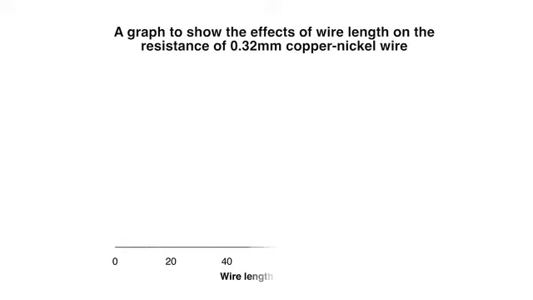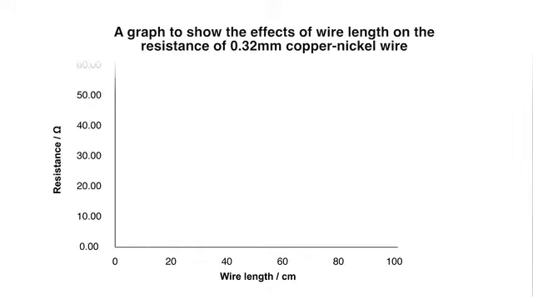The independent variable, wire length, is plotted on the x-axis and the dependent variable, the resistance, on the y-axis. Each axis is labelled and the units evenly spaced so that they make the best use of the space. The data is plotted by using a small cross for each point. A straight line of best fit should be drawn on the graph. The line should pass through the origin.